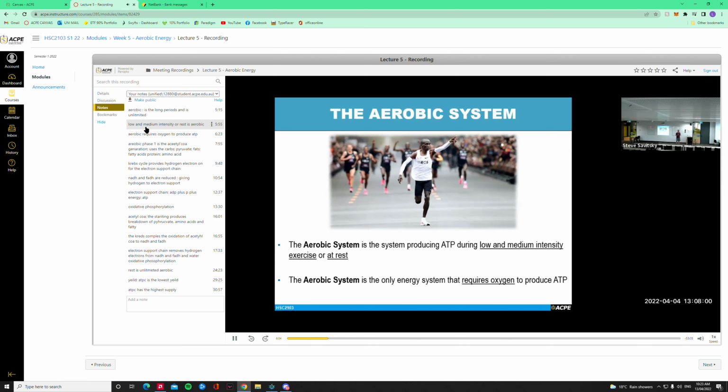So I think that the first two systems, ATP-PC and glycolytic, can be explained simply, and we're only going to review them in bits and pieces in the second half of the semester. The aerobic system has so much to give, but what we're going to do today is still try and get that same answer about the aerobic system as we did with the other two.